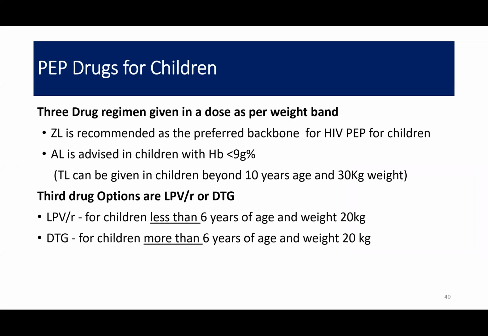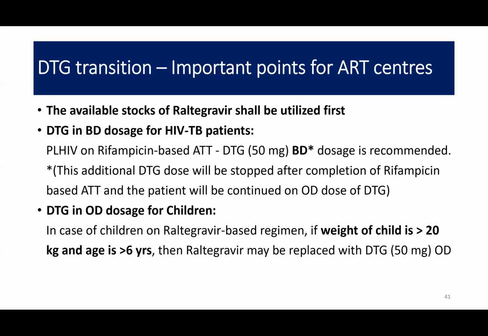So for PEP in children, ZL is again recommended as the preferred drug. AL is recommended if Hb is less than 9, and TL can be given if the child is about 10 years of age and weight is above 30 kg. And the third drug option will be lopinavir ritonavir if less than 6 years, and dolutegravir if it is more than 6 years. So finally, a few points for the ART centers to remember.